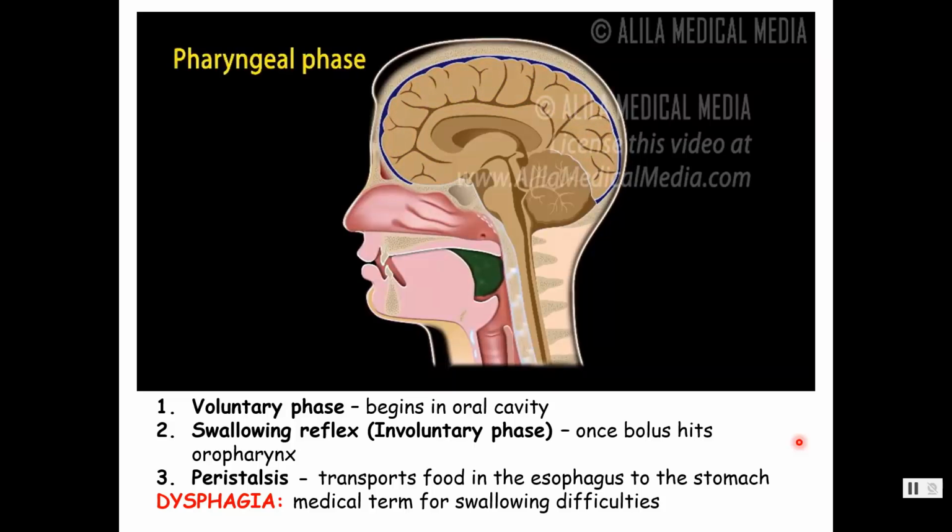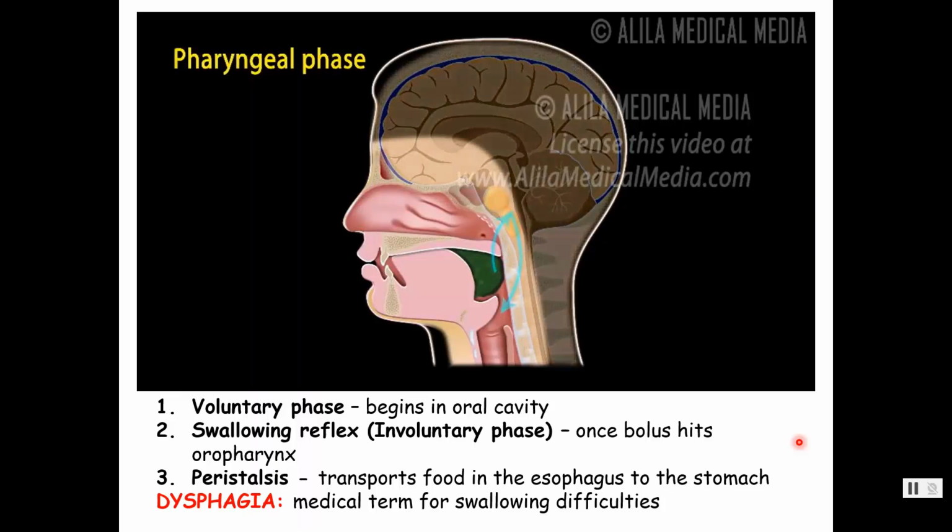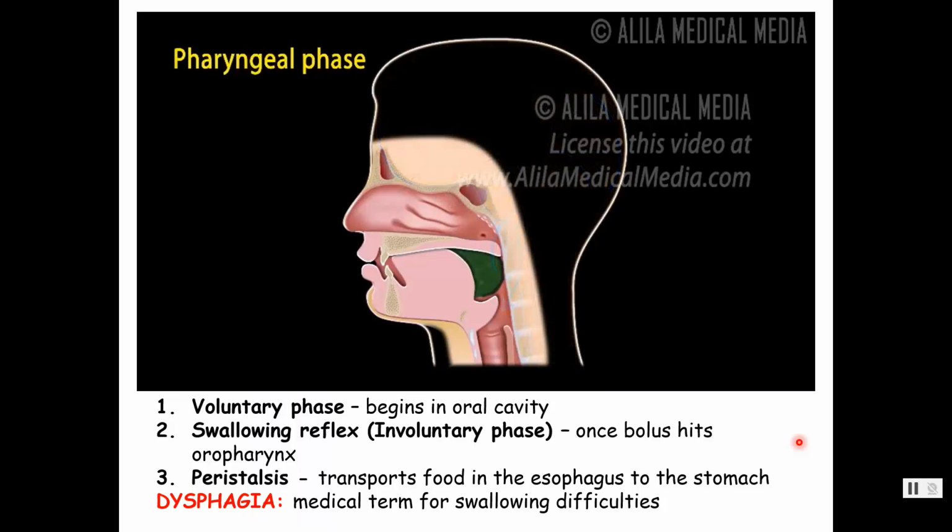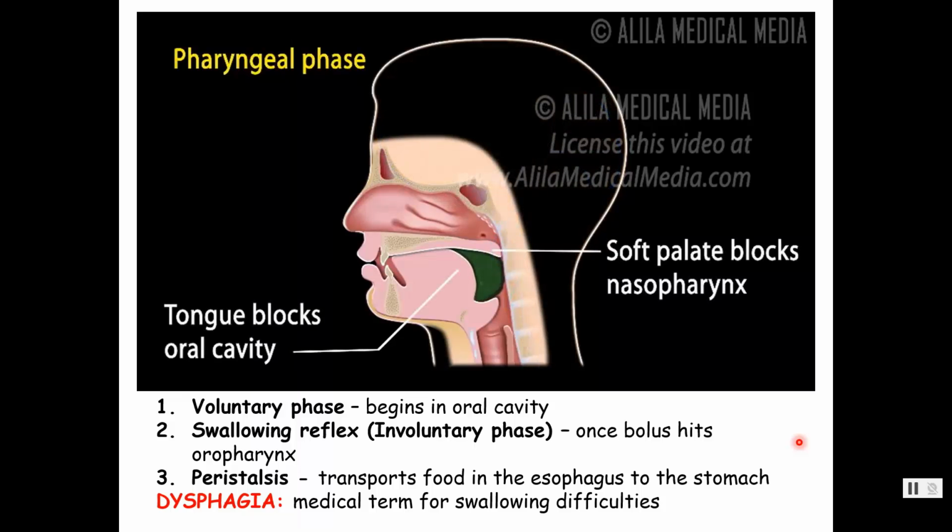Pharyngeal phase starts with stimulation of tactile receptors in the oropharynx by the food bolus. The swallow reflex is initiated and is under involuntary neuromuscular control. The following actions are taken to ensure the passage of food or drink into the esophagus. The tongue blocks the oral cavity to prevent food going back to the mouth. The soft palate blocks entry to the nasal cavity.